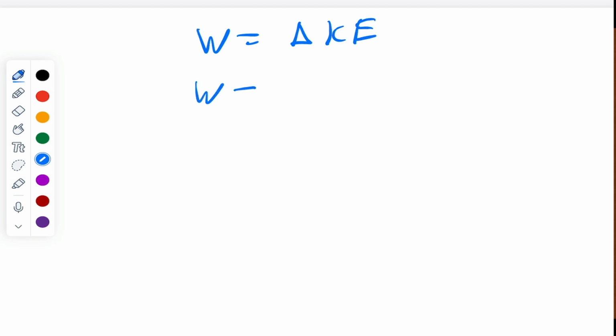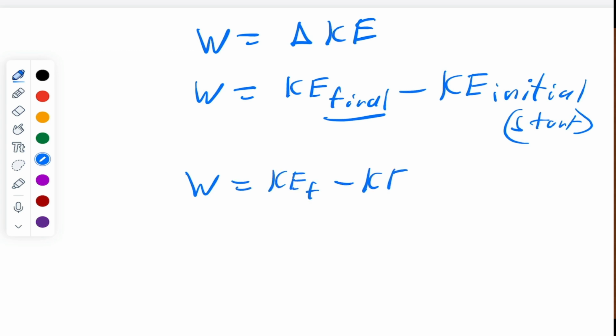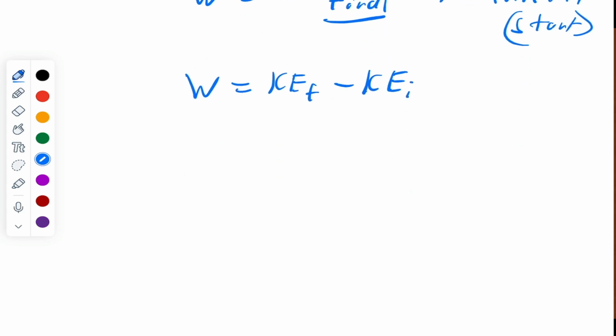can say that work is going to be the kinetic energy final minus the kinetic energy initial, or at the start. Okay? But that even itself is kind of cumbersome. So we're just going to say that the work is equal to kinetic energy little f minus kinetic energy i. Okay? But again, that's still not enough for us.